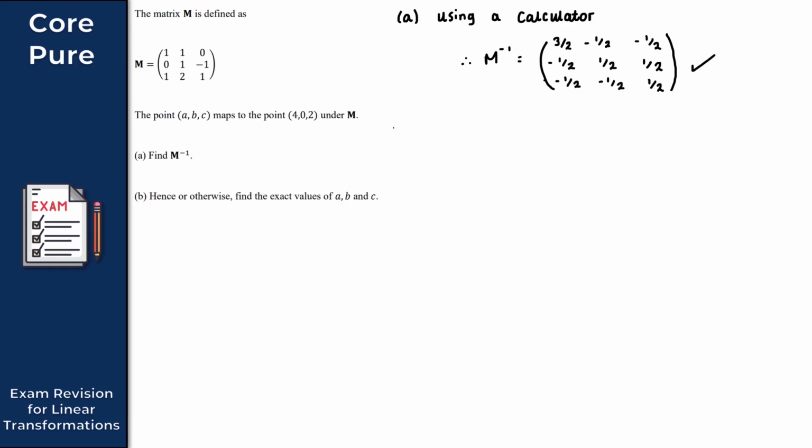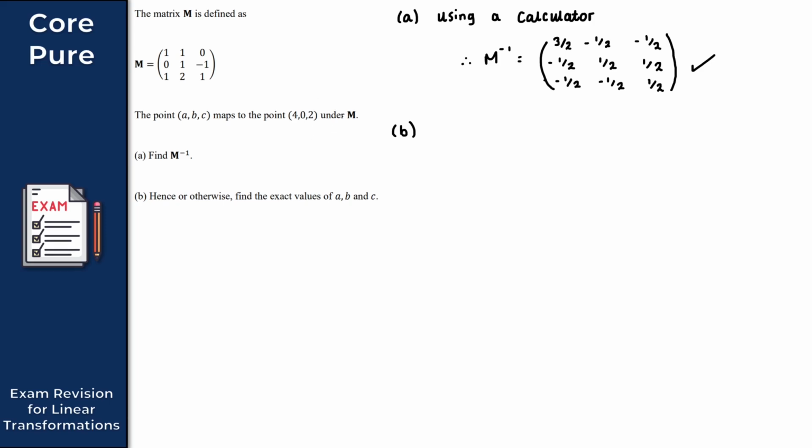Now for part B, as a follow on, it says hence or otherwise. So straight away, that suggests that the answer from part A will be helpful in answering part B. So hence or otherwise, find the exact values of A, B, and C. So basically what's happening here is we take the matrix M and we're timesing that by A, B, C. Under this transformation M, that maps to this point here, 4, 0, 2.